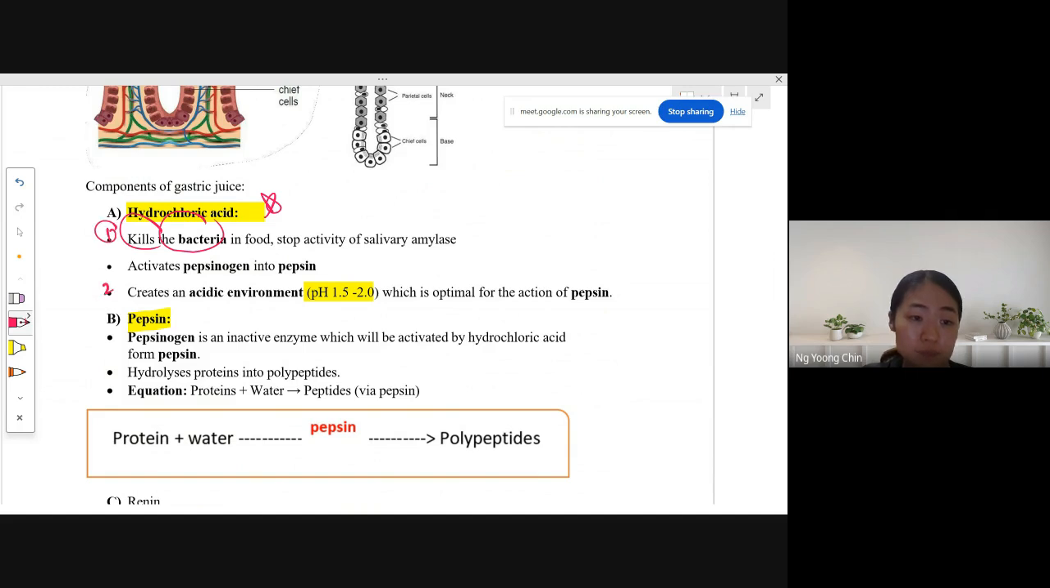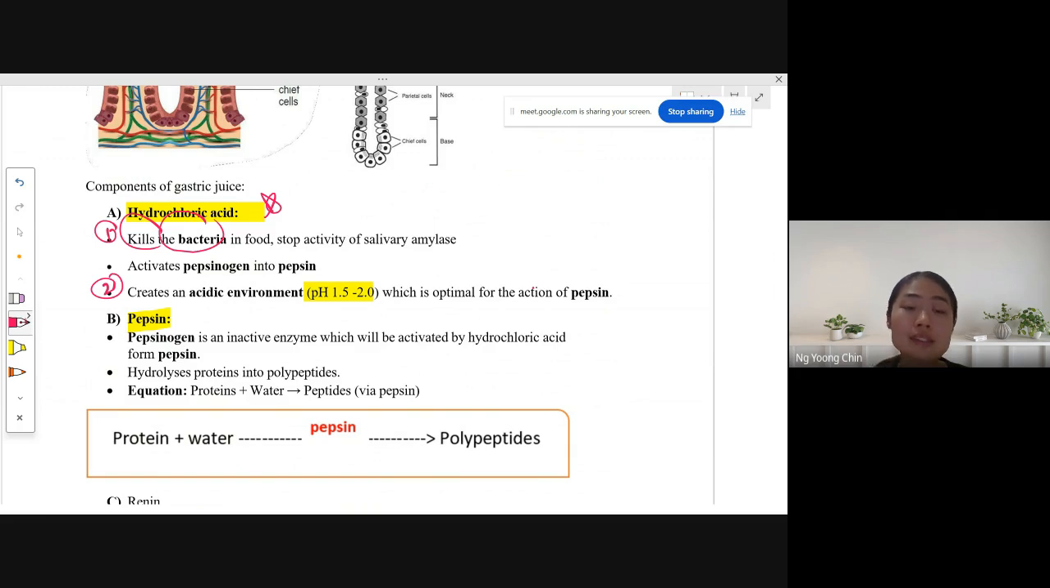Secondly, the hydrochloric acid is able to create the acidic environment, which is about pH 2, for the optimum action of the pepsin. This is their function. Okay, so that's why hydrochloric acid is able to help activate the pepsinogen to become pepsin.